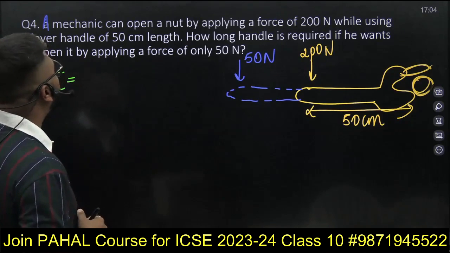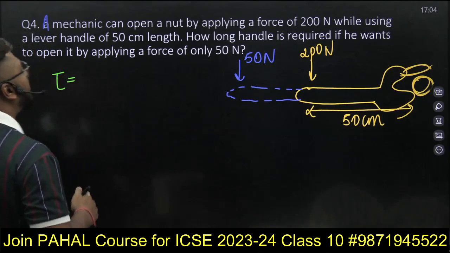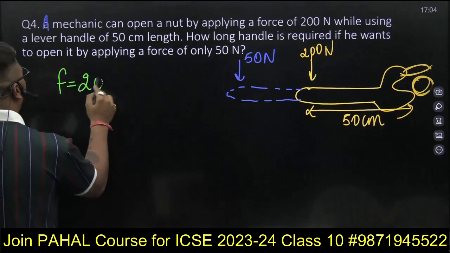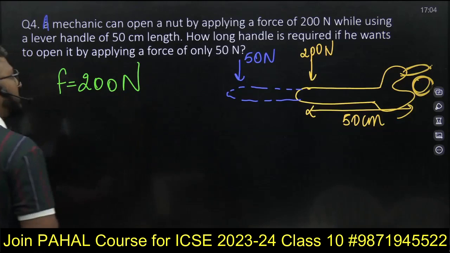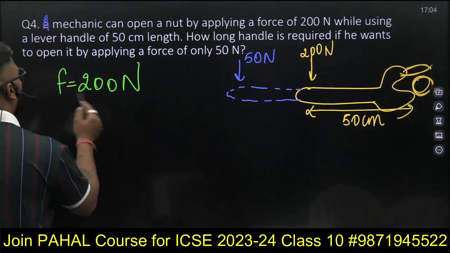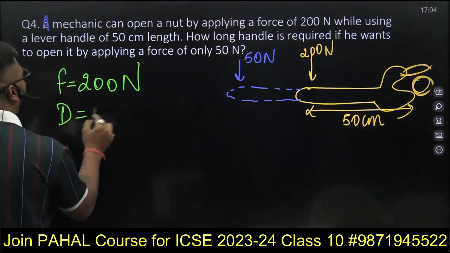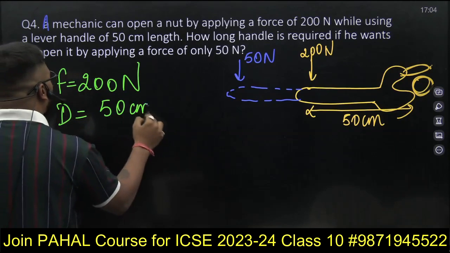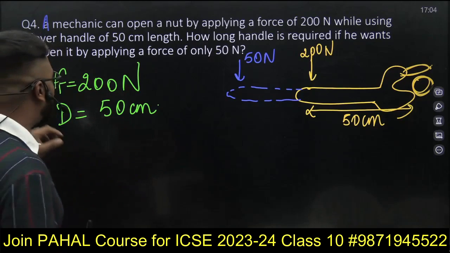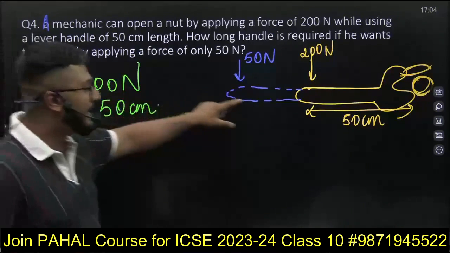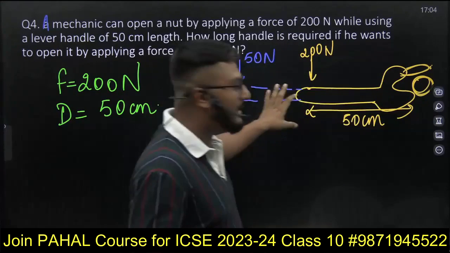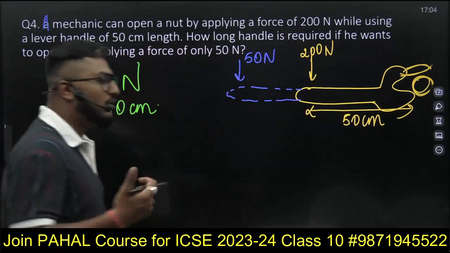So in the question it says a mechanic can open a nut by applying a force of 200 Newton. So what is given in the question is a force of 200 Newton. The force is given while using a lever handle of 50 centimeter length. And the distance is given to be 50 centimeter. So in the first situation, the force applied to open this nut using the wrench is around 200 Newtons and the length of this is around 50 centimeter.